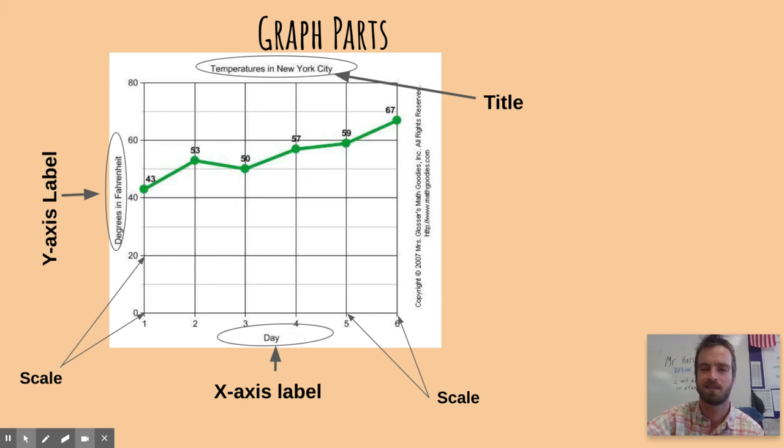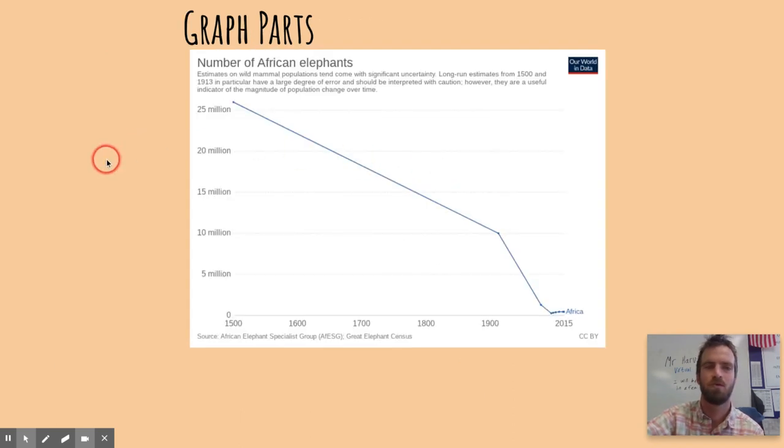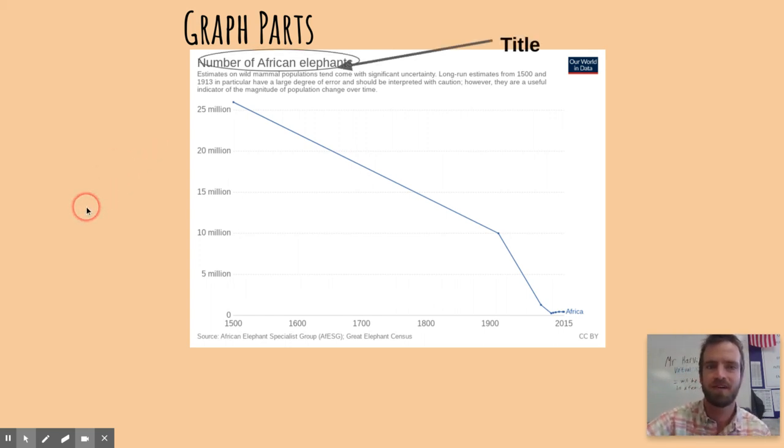So we'll practice with this next graph here. We've also seen this graph in class before. This has got a great title, Number of African Elephants, and something else it's got that is a great thing is a description. This one says estimates on wild mammal populations tend to come with a significant uncertainty. So here it just describes in 2 sentences what's going on in this graph and maybe explains whatever you want to. Maybe you could explain how you took the data, what you think might be wrong with it, etc. But this isn't going to be required, but sometimes you'll see this.